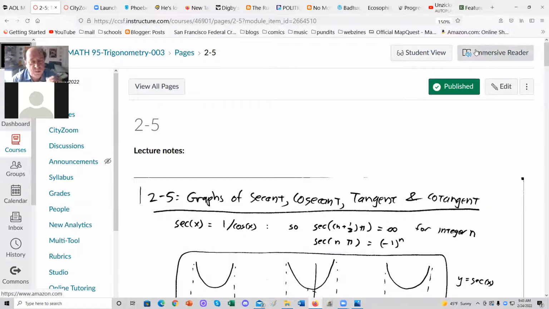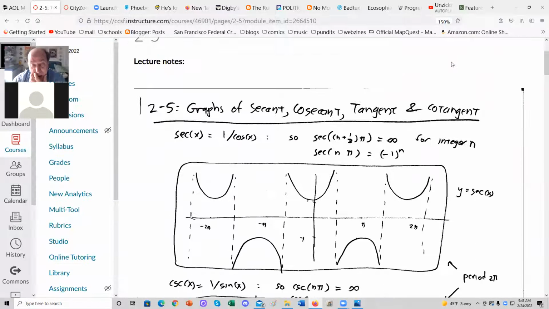All right, for today, we do more graphs of the other four trig functions. We graphed sine and cosine the other day. Now we're going to graph secant, cosecant, tangent, and cotangent.